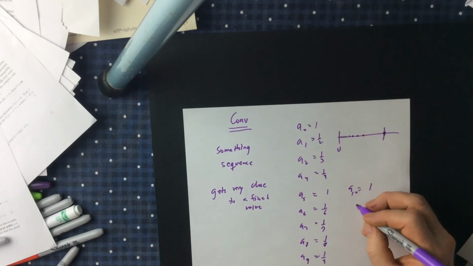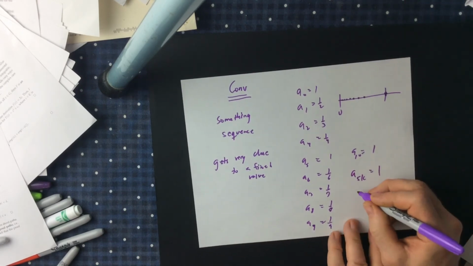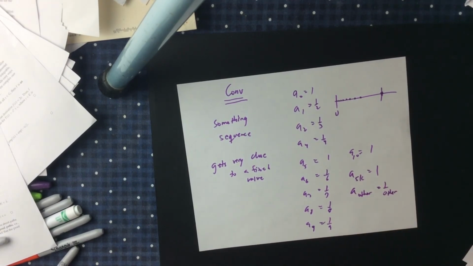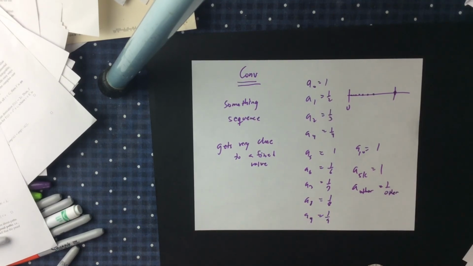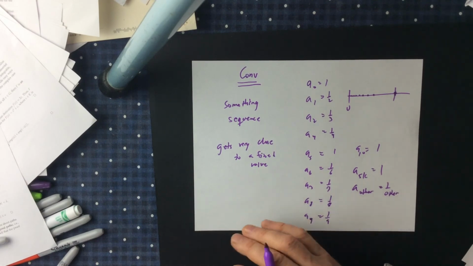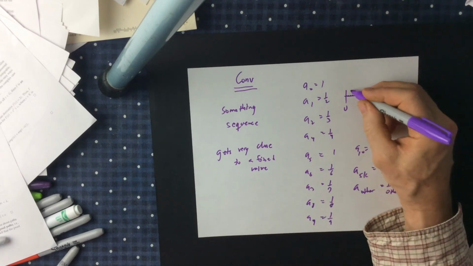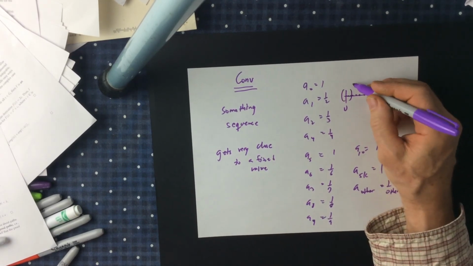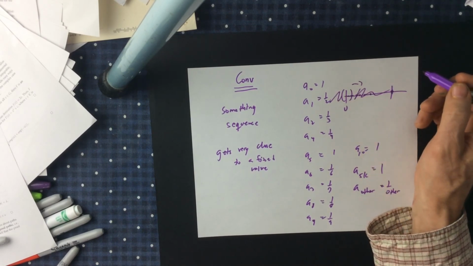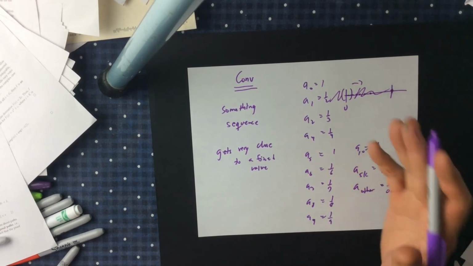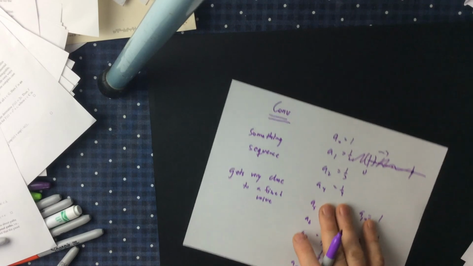Now, a lot of them seem to be heading towards 0. But if I make sure that every A of 5k goes back to 1 and the others are 1 over the index, a lot of them seem to be heading towards 0, but there's always that one, that multiple of 5, that messes it up. This is a non-convergent sequence. So we're going to define convergence in a very specific way. When we say that it gets close to something, we're going to draw a little space around it and say there's only a finite number outside of that space. Well, for A of 5k, there's an infinite number that would be outside of the space. So that will make this one divergent.